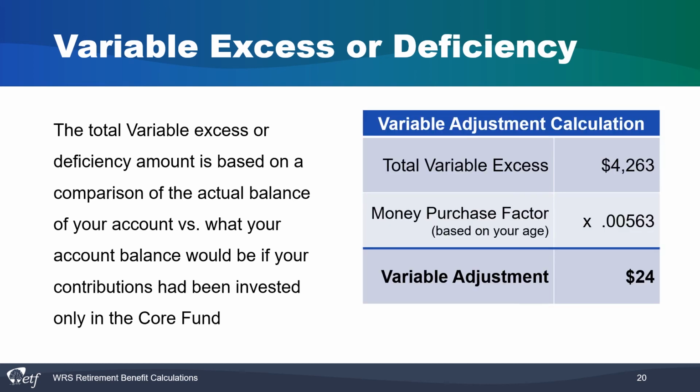Let's look at this adjustment in dollars. In this example, we'll use a total variable excess amount of $4,263. Remember, excess means a positive amount, multiplied by a money purchase factor based on your age at retirement, 56 years and 4 months old in this example, which equals your variable adjustment. The positive amount of $24 will be added at the end of the formula calculation.